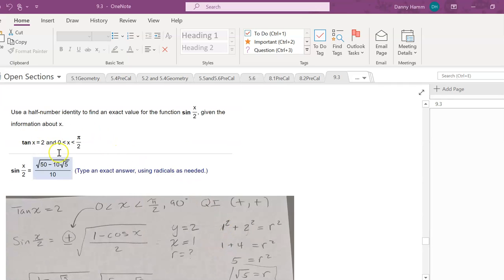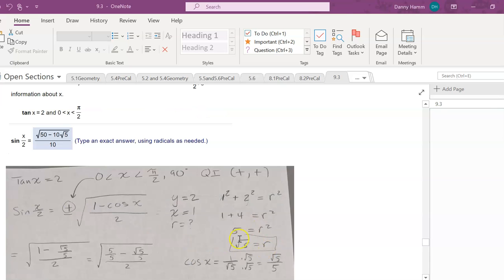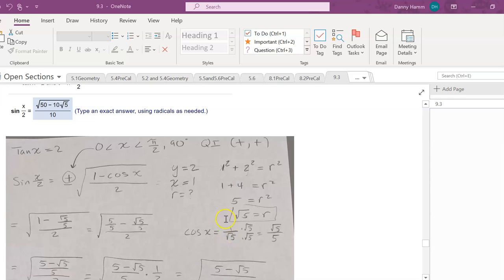And then our last one here, we're given tangent of x is 2. And we're told that we are in quadrant 1, between 0 and pi over 2, or 90 degrees. So we know our x and y are positive, which means this is positive. And then we're going to need information about cosine. So we know that tangent is y over x. So we use that information to find out what our radius, or r, is. And in doing so, we can now write our cosine value. So it was 1 over root 5, so I rationalized it to get root 5 over 5. Then I just simply plugged that in.